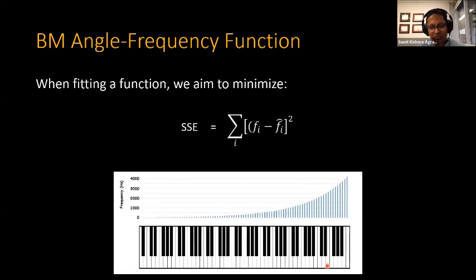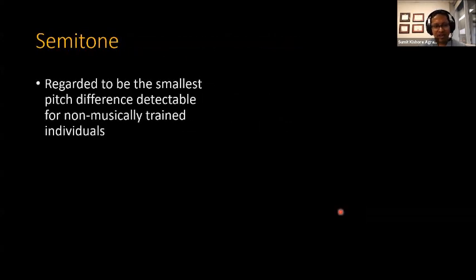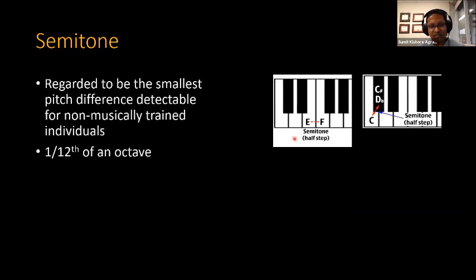But if we look at the high end of a piano, we're going from 2000 hertz to 4000 hertz. So a 10 hertz error at the high frequencies really doesn't make a difference at all. So if we're just trying to minimize the absolute frequency, we're going to be putting unnecessary weight up in the high frequencies especially. So instead, we thought of using the semitone. The semitone is regarded to be the smallest pitch difference detectable in non-musically trained individuals. And it's defined as 1/12 of an octave, and on a piano is essentially going up to either the next white key or the next black key.